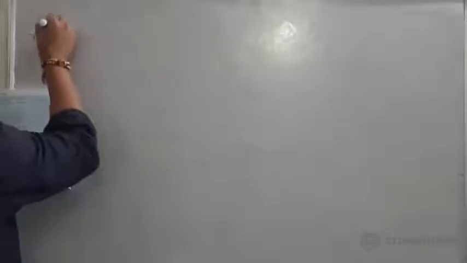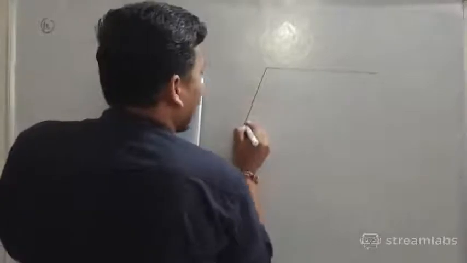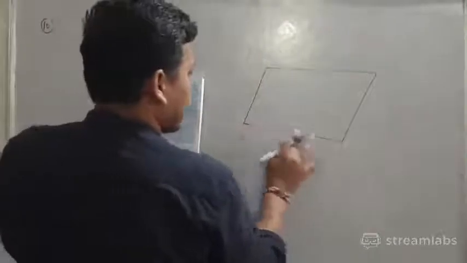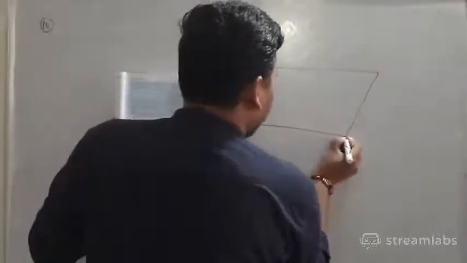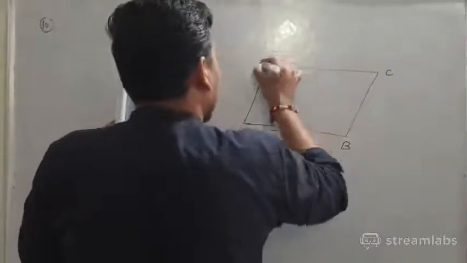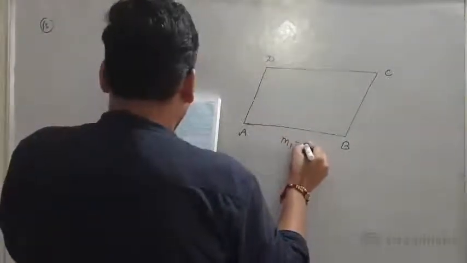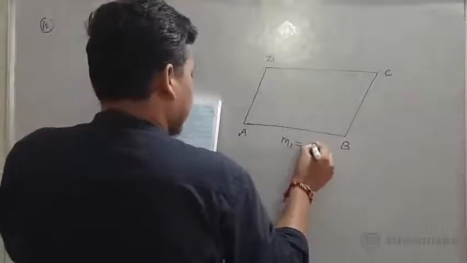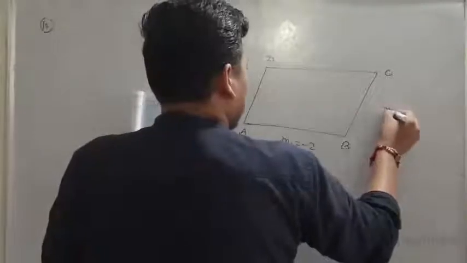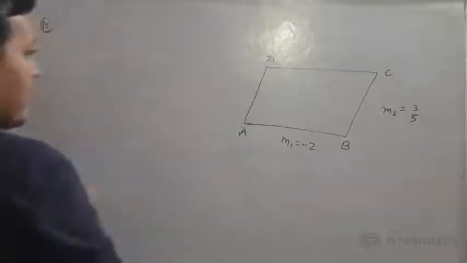Let's do one more question, number 10. In a parallelogram ABCD, as you know, opposite sides of a parallelogram are equal and parallel. Let this be parallelogram ABCD. Let the slope of AB be M1, and its slope is -2. The slope of BC, let this slope be M2, is 3 by 5. The question is, find the slope of AD.